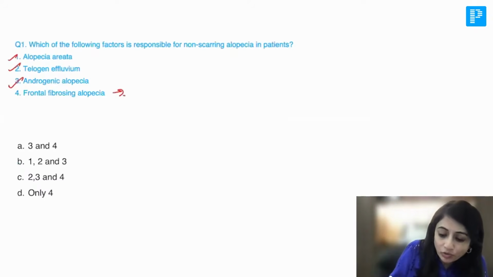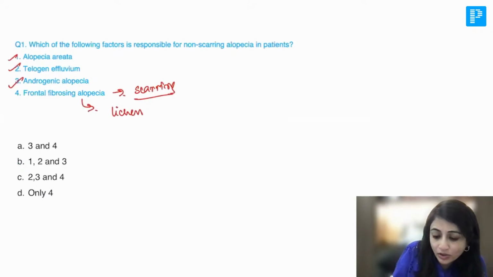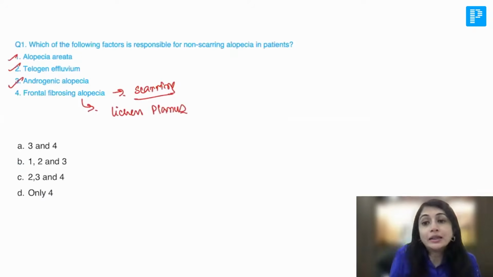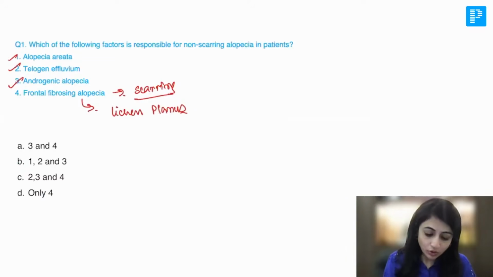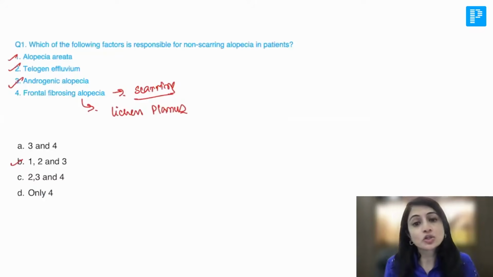Frontal fibrosing alopecia is a type of scarring alopecia. It is a type of lichen planus, one of the variants of lichen planus, and this causes scarring alopecia. Right? So you all are right. Here the answer should be B, which is 1, 2, and 3.